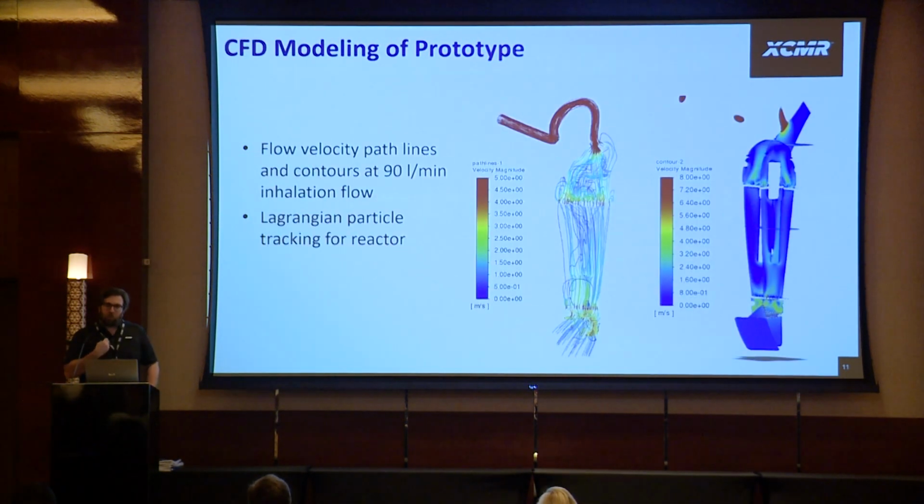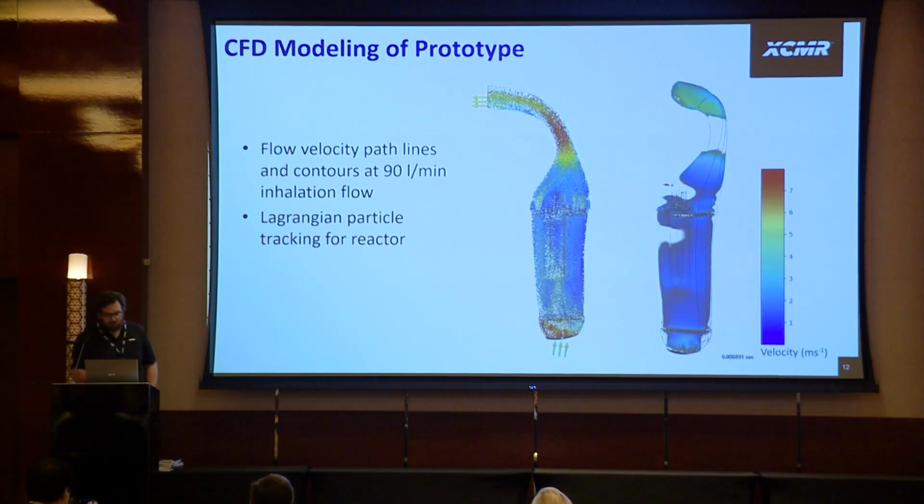And we were really looking at a 90 liter per minute flow rate through this system. The reason we did that is that would be maybe the highest instantaneous flow rate that you might see during elevated breathing, during maybe exercise. And we wanted to make sure that even at that elevated flow rate, we could get good results.